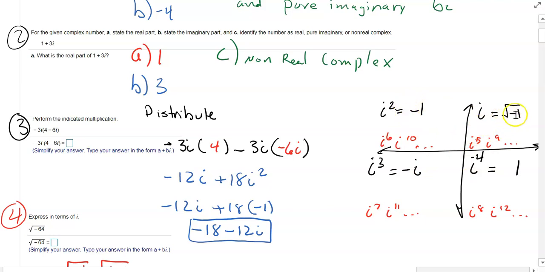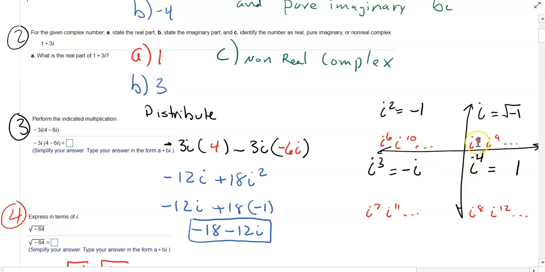Our imaginary numbers are always going to come in one of four situations. So we can have i, which is the square root of -1. And then we can have i squared, in which we get rid of that square root and we just get -1. And we have i cubed, which we're just taking -1 times i to get -i. And then we have i to the fourth, which is just taking -1 times -1, giving us 1.